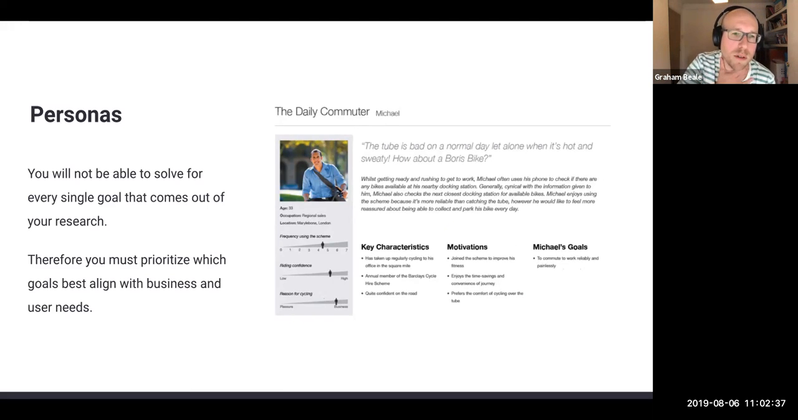So you may not be able to solve every single goal for every one of your users. You're going to find, and this goes back to the example that Sim was talking about earlier, there are particular behaviors you're seeing in the library that actually you don't think you can do much with.